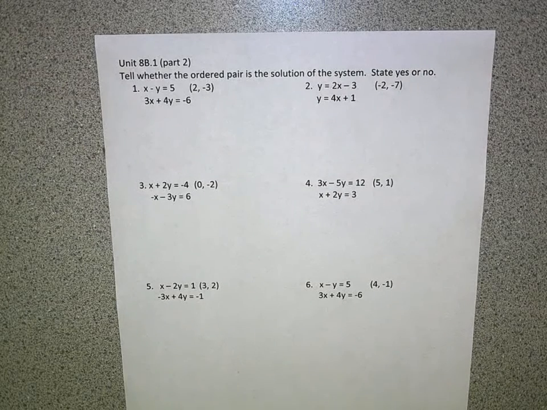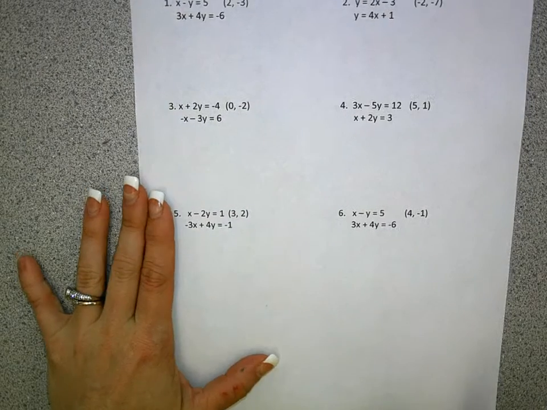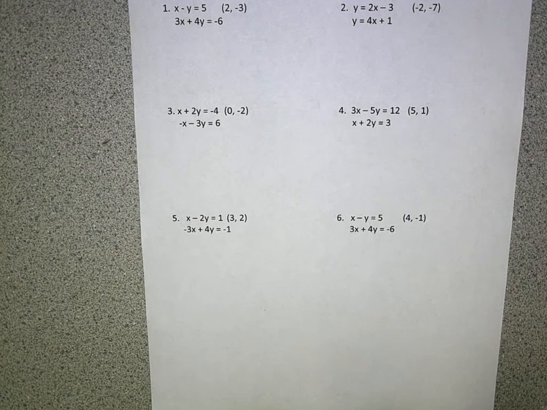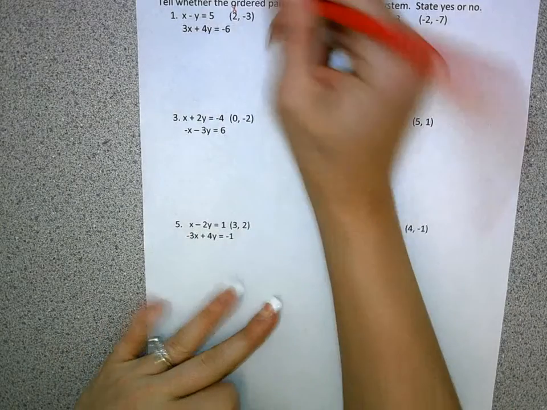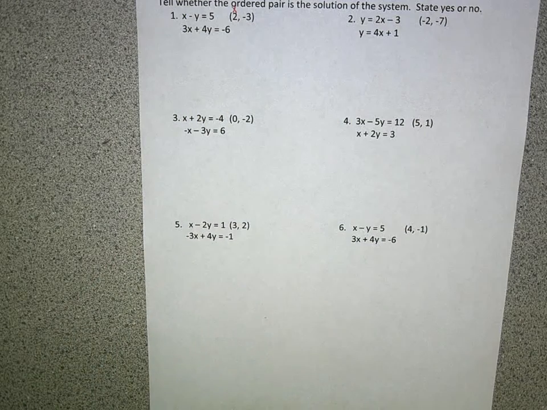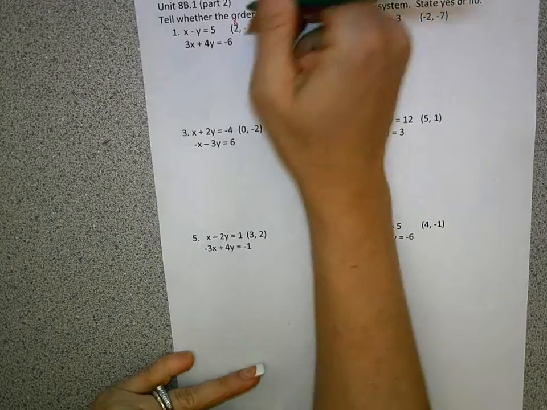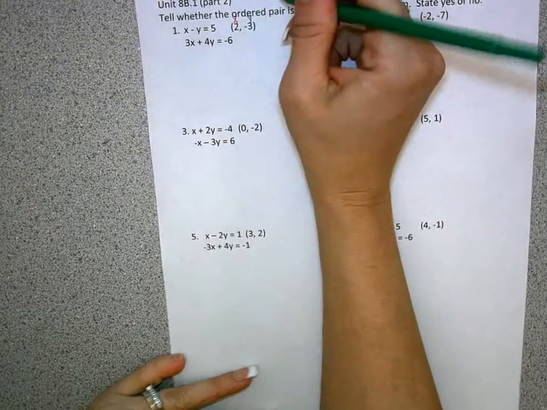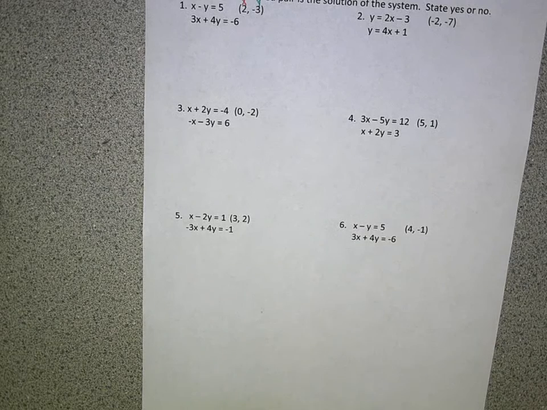Okay, so we're just going over the front part of 8b.1, okay? These ones say: tell whether the ordered pair is the solution of the system, state yes or no. All you're doing here is plugging in for x and for y. For both equations, this is your x, and for both equations, this is your y. You have to plug into both equations to see if it works, okay? If it doesn't work for one, you can be done, but you have to check both of them, okay?